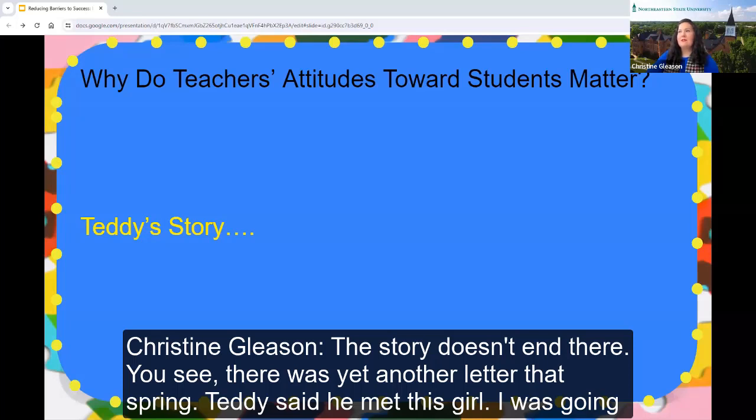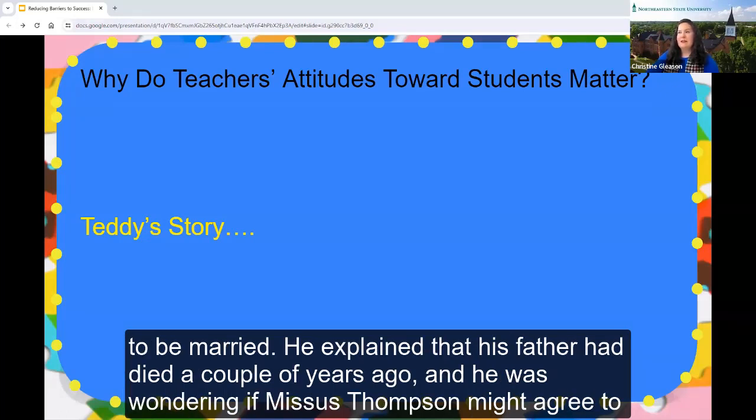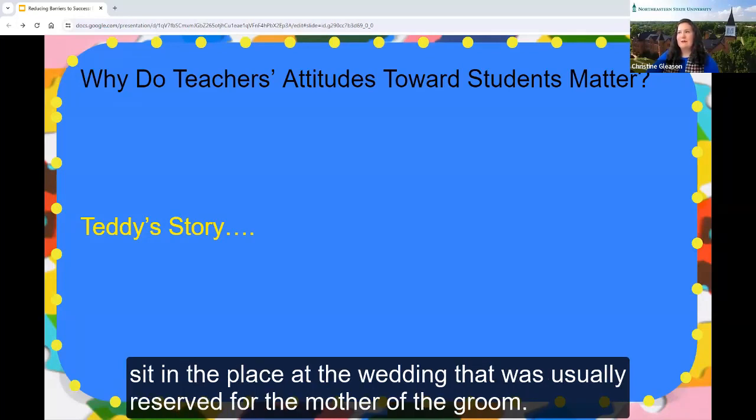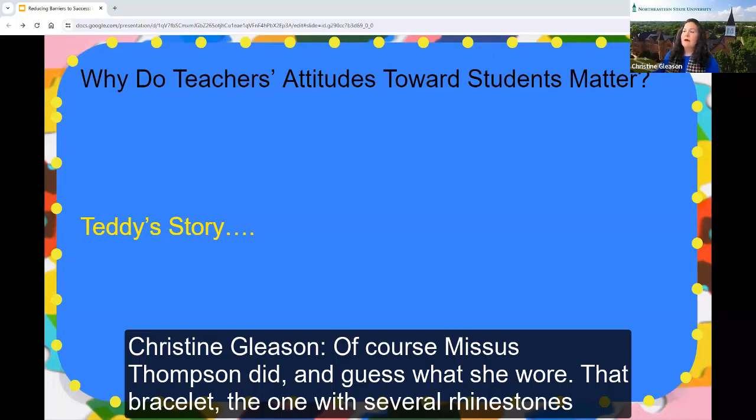You see, there was yet another letter that spring. Teddy said he met this girl and was going to be married. He explained that his father had died a couple of years ago, and he was wondering if Mrs. Thompson might agree to sit in the place at the wedding that was usually reserved for the mother of the groom. Of course, Mrs. Thompson did, and guess what? She wore that bracelet, the one with several rhinestones missing, and she made sure that she was wearing the perfume that Teddy remembered his mother wearing on their last Christmas together.